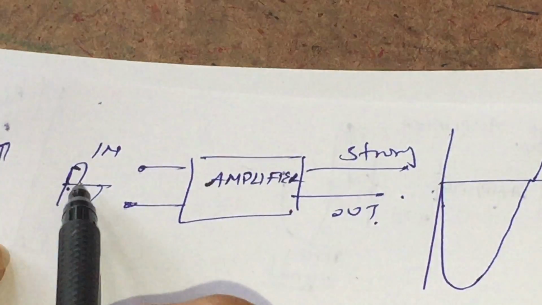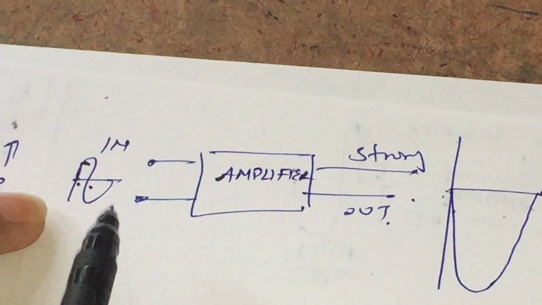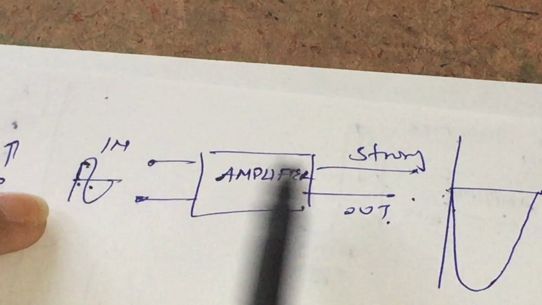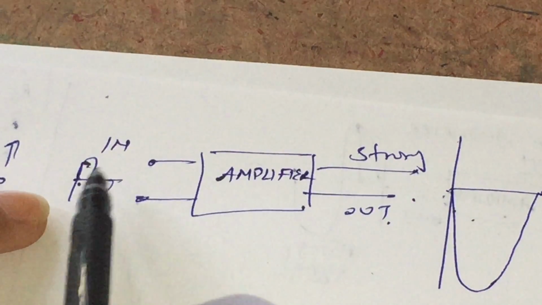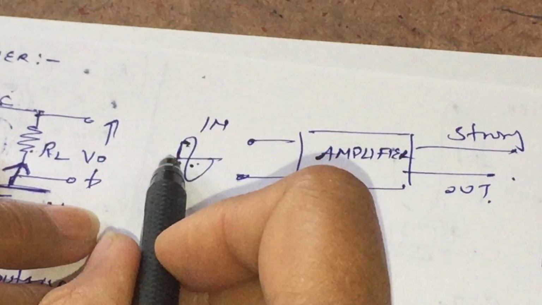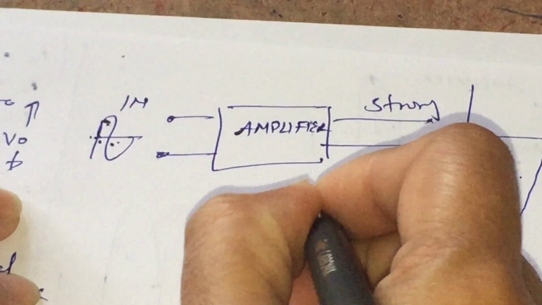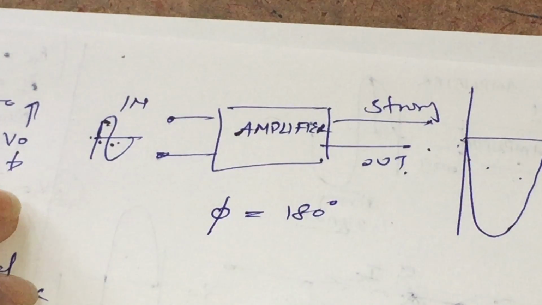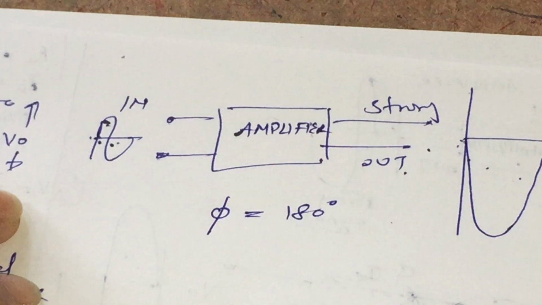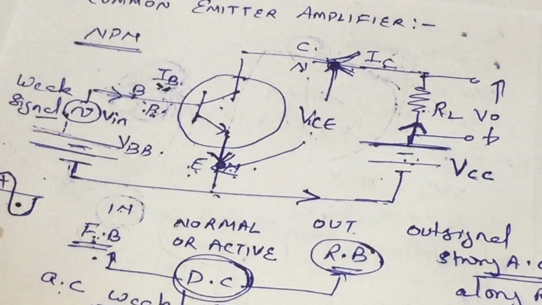Now, if we consider input and output signal, we find that for the positive half we are getting the negative half, and for the negative half we are getting the positive half. It means between input and output signal there is a phase difference of 180 degrees. For crest we are getting trough, and for trough we are getting crest. It means the signal is not linear.